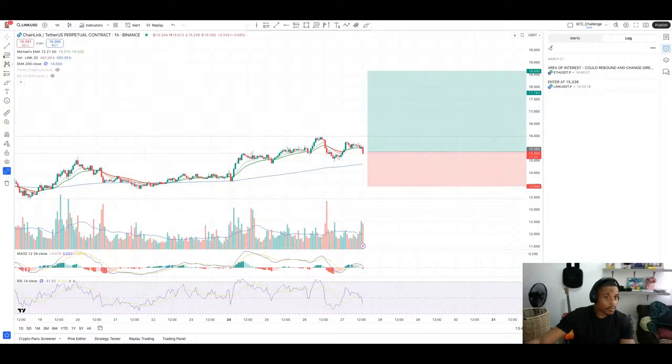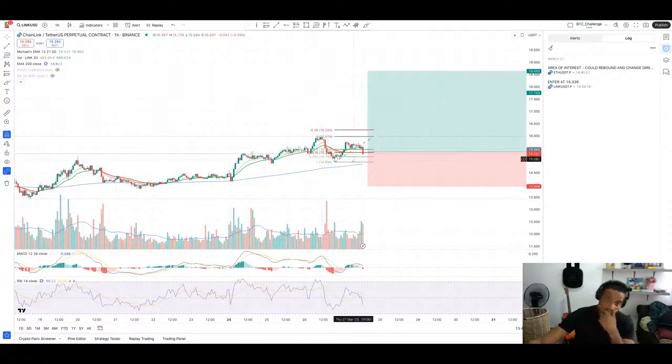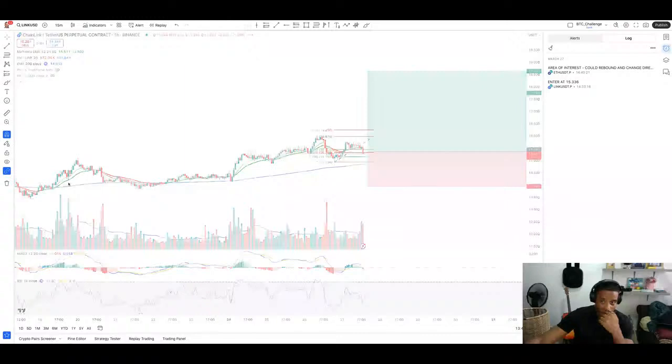Just for a better entry. Let's see this. All right. So what we have here is still the same entry. So technically, I could enter a limit entry with this. Let's just go on 15 minutes and see what's happening, because I think it should be ready.